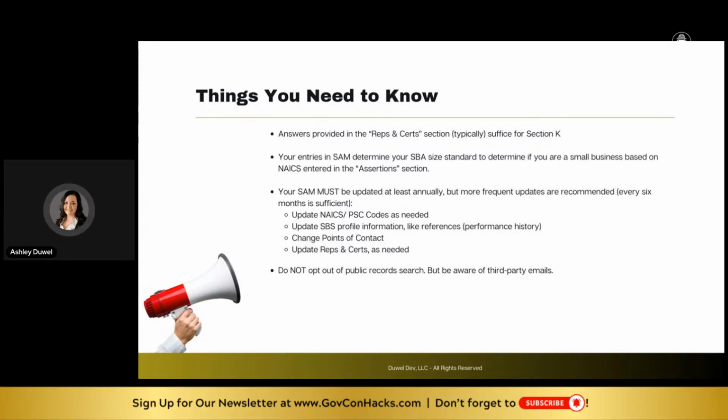Your SAM must be updated at least annually. You will be given an expiration date, but I do recommend more frequent updates. Every 6 months or even quarterly should be sufficient. That should drastically reduce the SAM spam that you get as well. You're going to want to update your NAICS and product service codes as needed, update your SBA profile information like your references, change your points of contact, and update reps and certs as needed. Those are common reasons that we log in and perform an update prior to our normal update frequency.